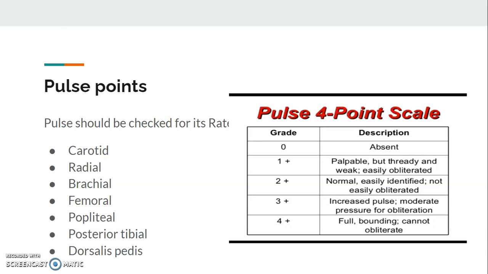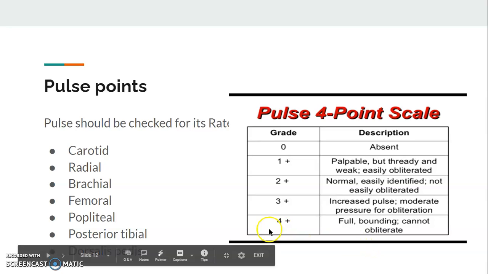Pulse is essential for the cardiac assessment. It should be checked for its rate, rhythm and quality. It should include carotid, radial, brachial, femoral, popliteal, posterior tibial and dorsalis pedis. When you check the pulse, you should check for the pulse point and give a grading.